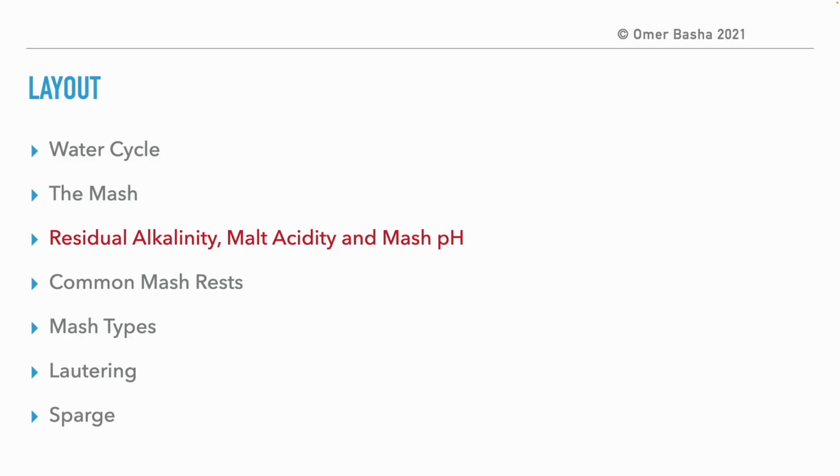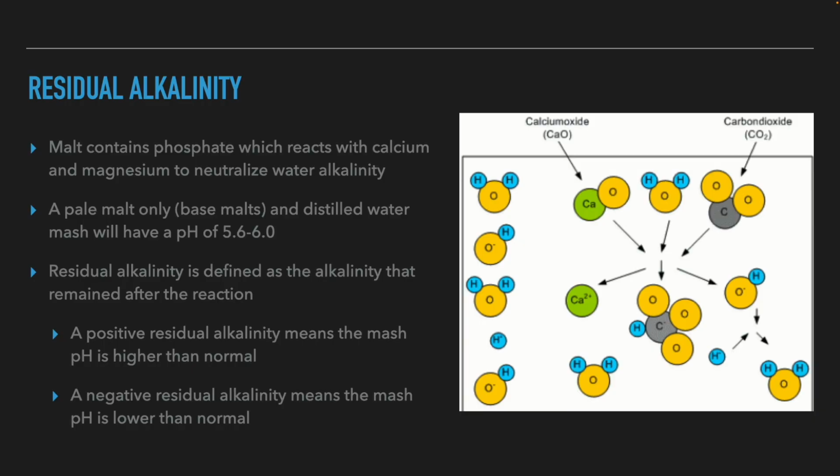After defining what the mash is and the needed equipment to perform a mash, we can move on to talk about mash chemistry, mainly residual alkalinity, malt acidity, and the mash pH. Let's start with defining residual alkalinity. Malt contains phosphate that reacts with calcium and magnesium to neutralize water alkalinity. This reaction forms phosphoric acid that lowers the pH of the mash. A pale base malt only with distilled water mash will most likely result in a pH between 5.6 to 6.0.